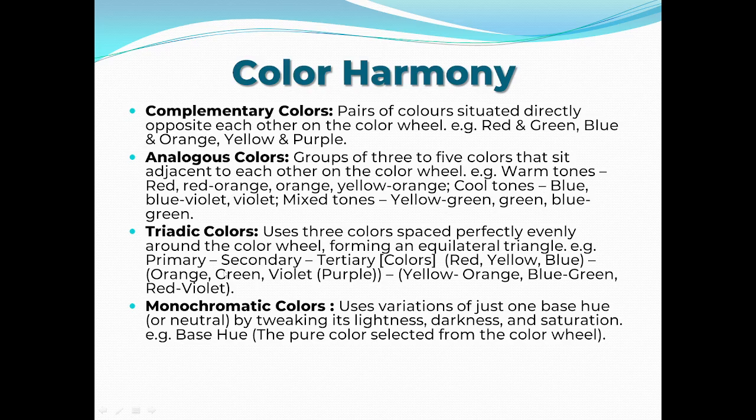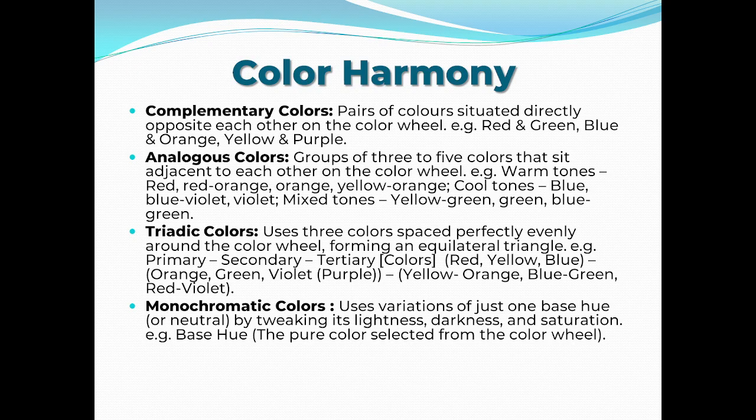So the third form of color harmony, we have triadic colors. They use 3 colors spaced perfectly evenly around the color wheel, forming an equilateral triangle. Examples are primary, secondary, tertiary. So we have red, yellow, blue; orange, green, purple; yellow-orange, blue-green, red-violet.